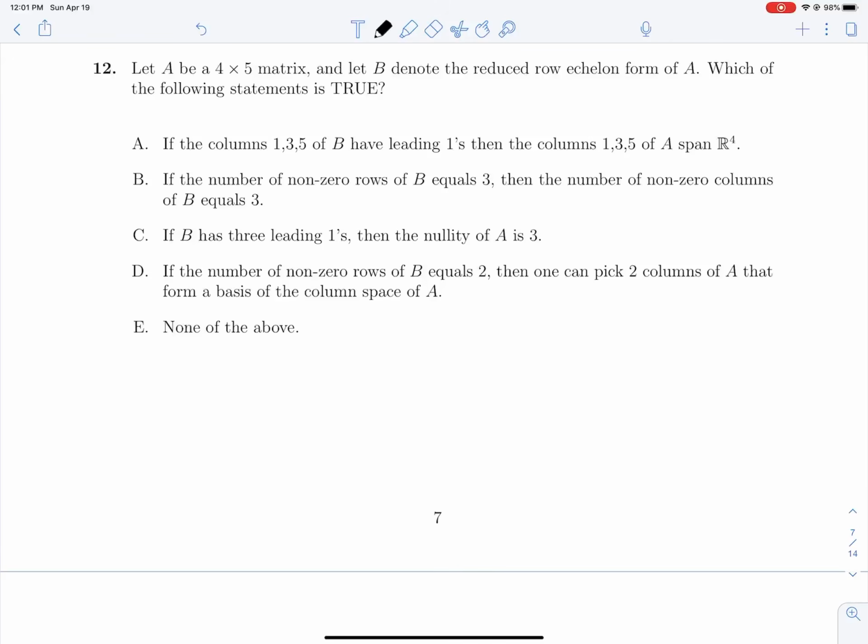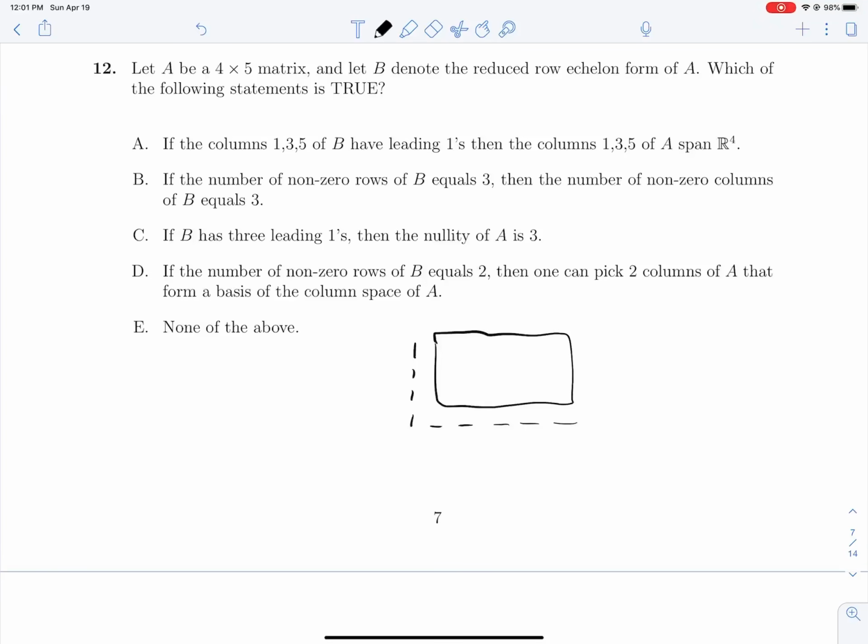12. Let A be a 4 by 5 matrix. 1, 2, 3, 4, 1, 2, 3, 4, 5. So it will be wider than it is tall. And let B denote the row-reduced echelon form of A. Which of the following statements is true?